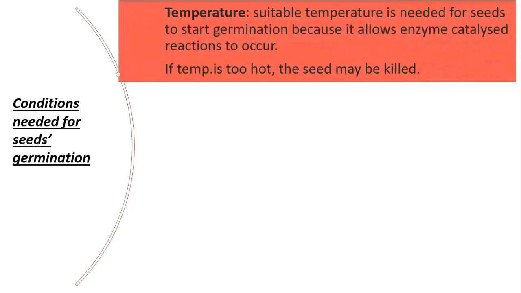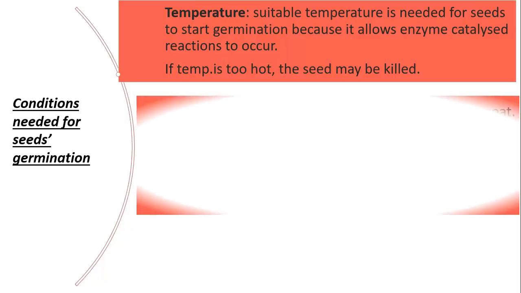Now, are there conditions that help seed germination? Of course. First, temperature. Suitable temperature is a must for the seed to germinate. Why? To allow the enzymes to work, because as we said, enzymes will not work if it's too hot or too cold. So, if the enzymes are denatured, the seed might be killed.